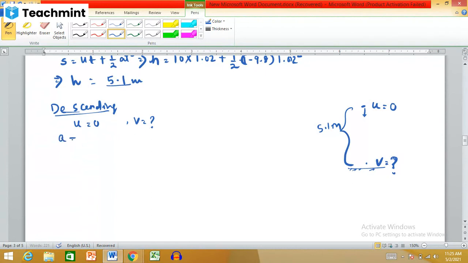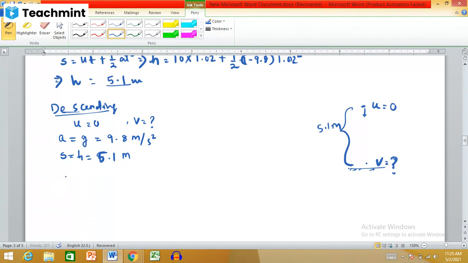Acceleration due to gravity is equal to plus 9.8 meter per second square, as it is going downward. That means it is not going against the gravity. That is why acceleration is positive. So our distance covered s is equal to h is equal to 5.1 meter.